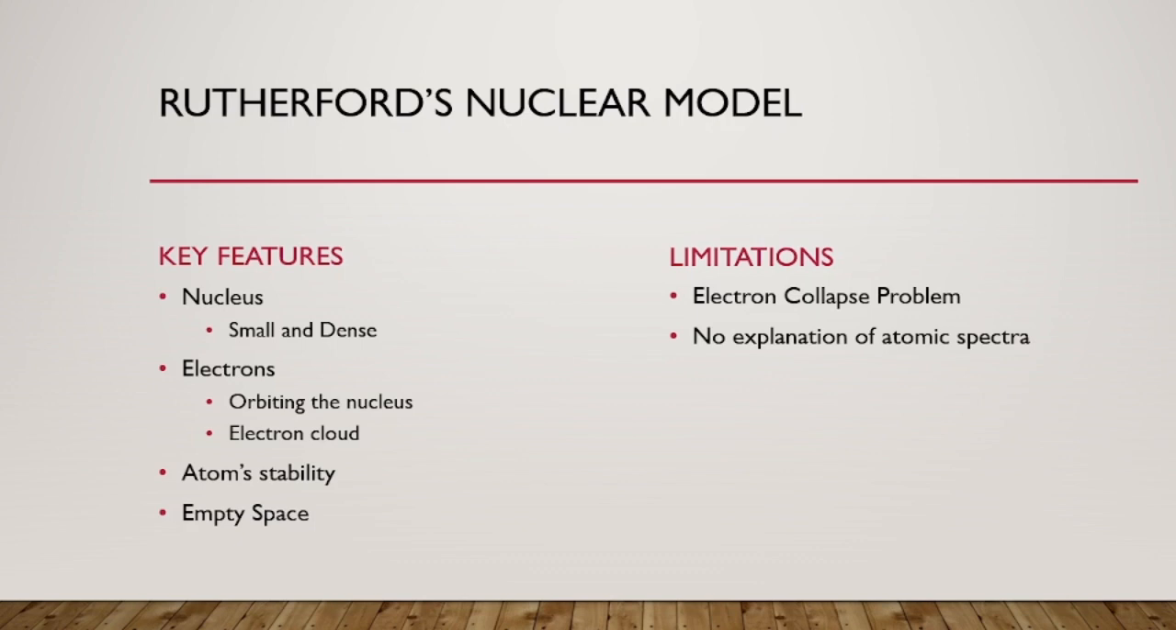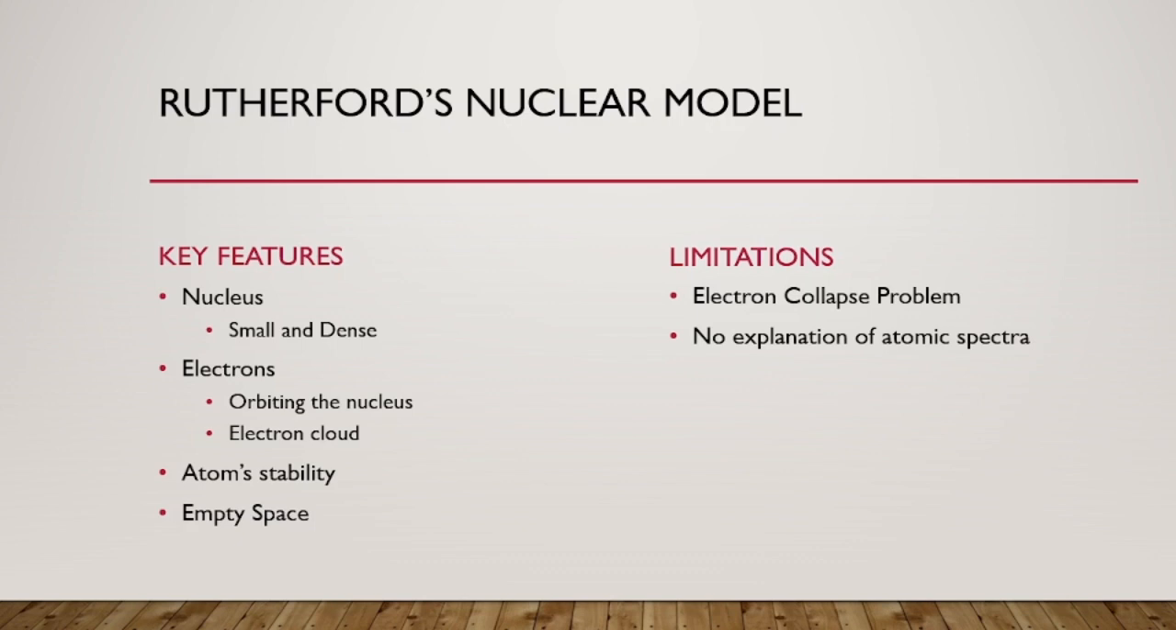And the electrons are held in these orbits by the electrostatic force of attraction between the positively charged nucleus and the negatively charged electrons. And the electron cloud. Although Rutherford's model depicted electrons in definite orbits, this idea will later evolve into a different concept called the electron cloud. Okay, and the next one is atom's stability.